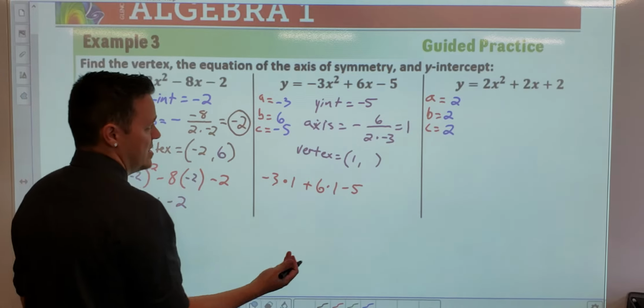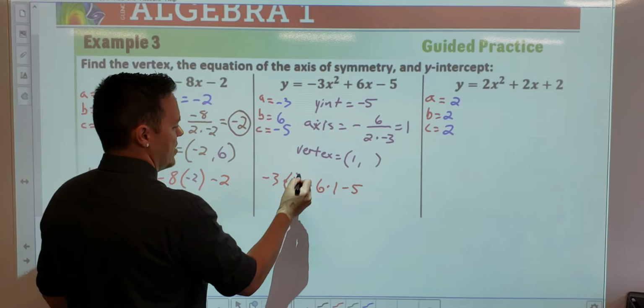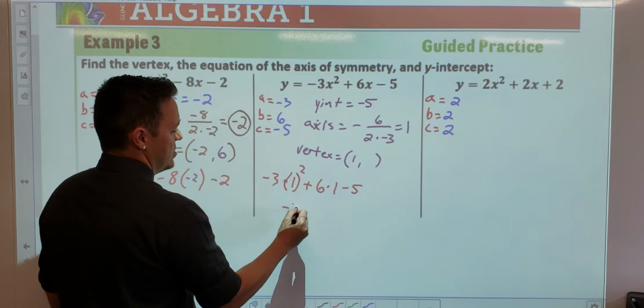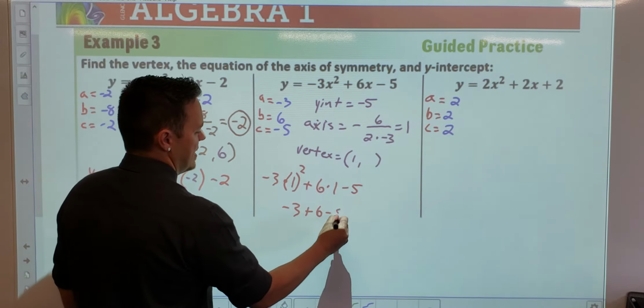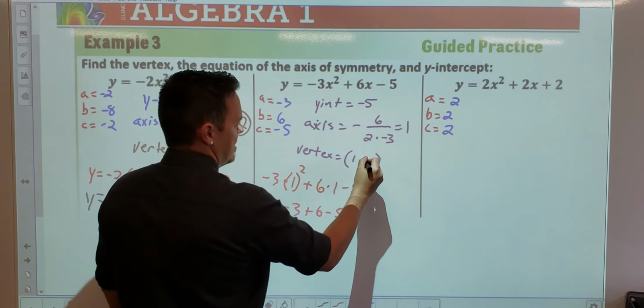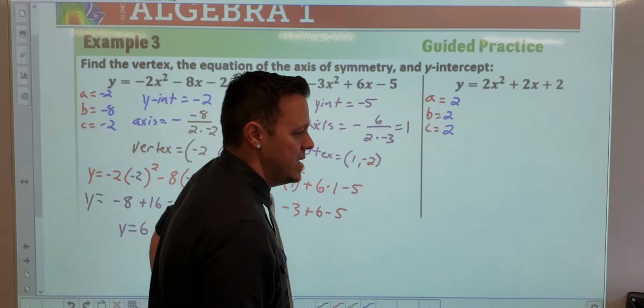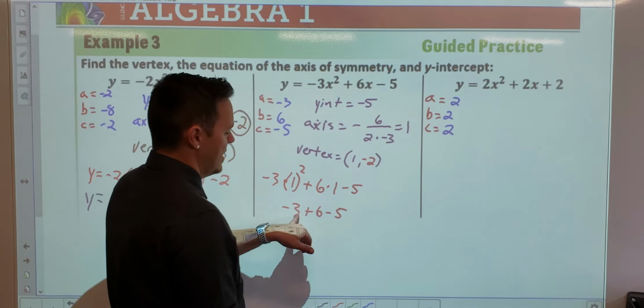Now I took the brackets away this time because I want to go a touch faster. So that's negative 3, a 6, and a negative 5. So that ends up being negative 2. Okay, make sure you guys do the math on that. You'll figure out why.